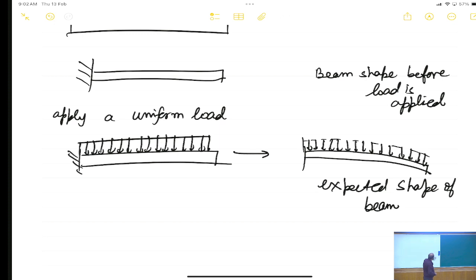What about at x is equal to L? What will happen to the deflection? Will we have any condition on deflection? We will not have, because deflection can be anything and the slope can be anything depending on the load. But do we have some condition on shear force at x is equal to L for a beam like this, and on bending moment at x is equal to L? What will be the shear force and bending moment at x is equal to L?